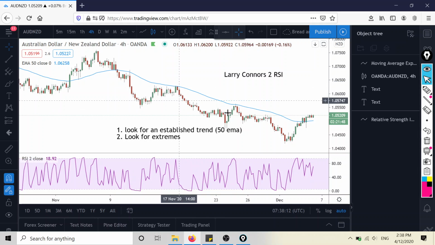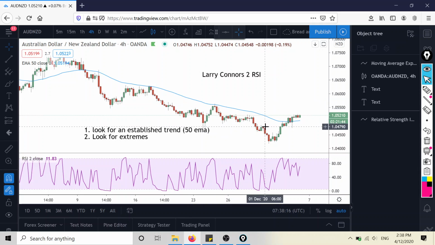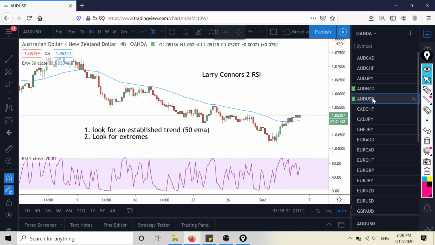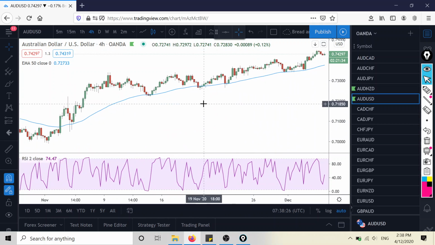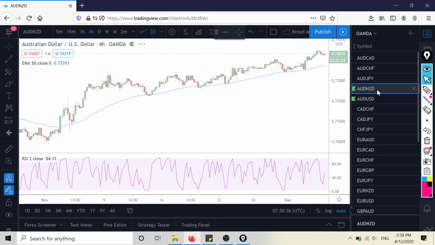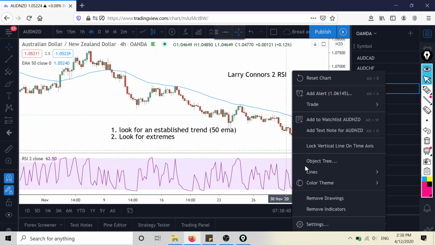For example, this is a downtrend, and the price is really below the 50 EMA, and all you need to do is look for a sell signal. On the other hand, if the price is moving higher like this, making higher highs and higher lows, and it's above the 50 EMA, meaning this is an uptrend, look for buy signals only. Okay, so what is the entry? How do we get in?